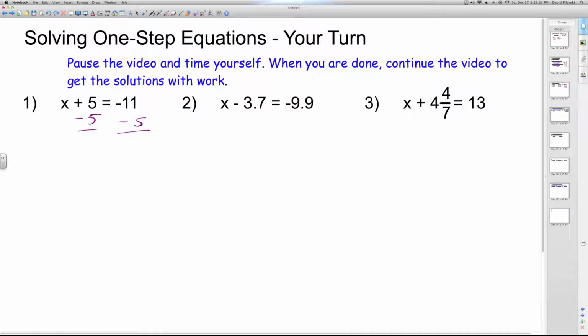When you subtract 5 from each side, on the left-hand side of the equal sign, these 5's cancel because they become 0, leaving you with x. Bring down your equal sign. On the right-hand side, you have to go negative 11 take away 5, which gives negative 16. Did you get that problem right?